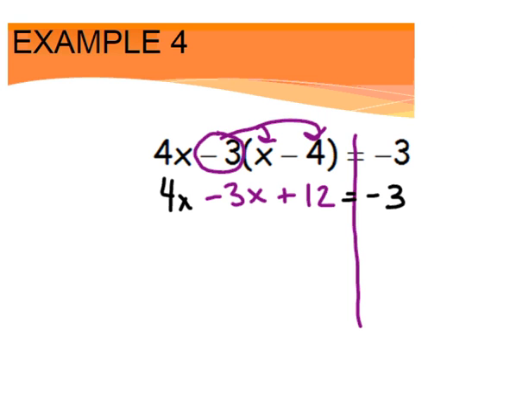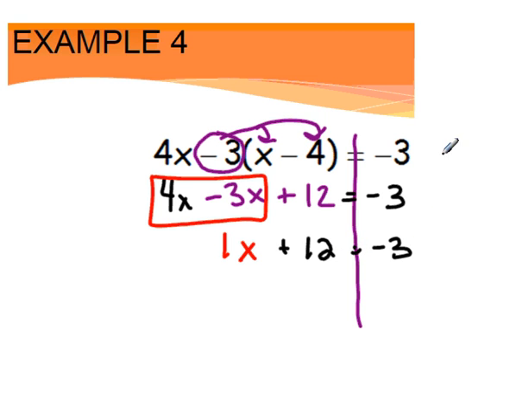After that, we do want to go through and combine our like terms. So I have here a term with an x and another term with an x. So these two right here can be combined. 4x minus 3x will give me a 1x. And then we can bring down the plus 12 and the equals negative 3.